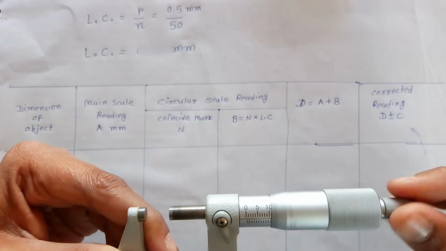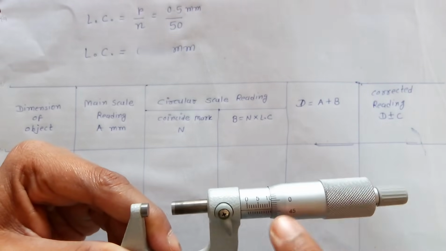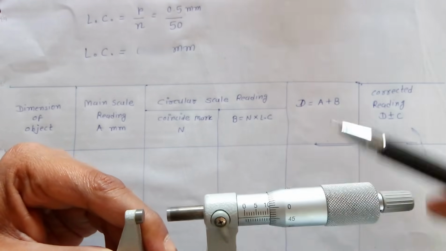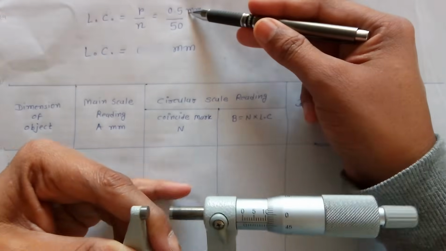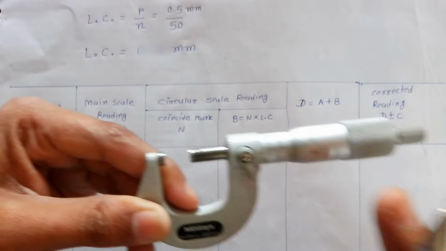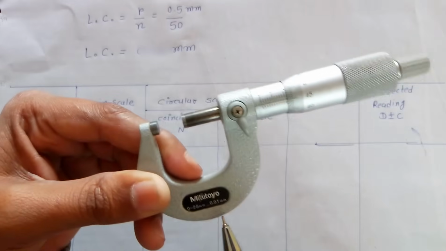0 to 45, 46, 47, 48, 49. 0 to 49 means 50 divisions. 0.5 divided by 50 is equal to 0.02 millimeter, the least count of this micrometer screw gauge.